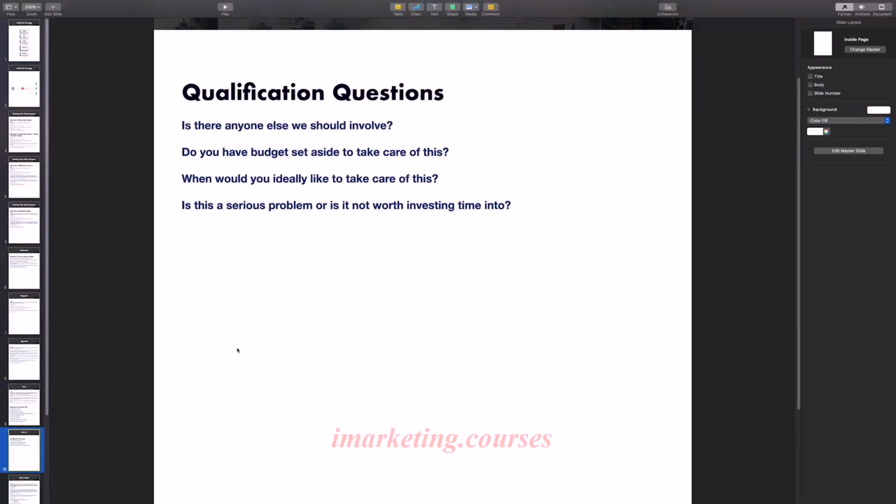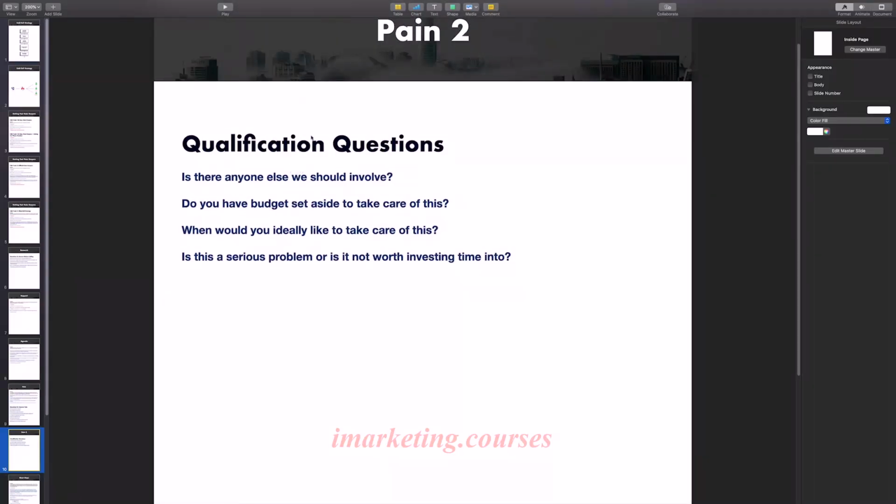And then from there, what's going to happen is you also want to qualify the prospect by asking qualification questions. So, basically it's like, do they have the budget? What's the timeline? Who is a decision maker? So this is like a decision making question. Is there anyone else we should involve? Do you have a budget set aside to take care of this? When would you ideally like to take care of this? Is this a serious problem, or is it not worth investing time into, right?